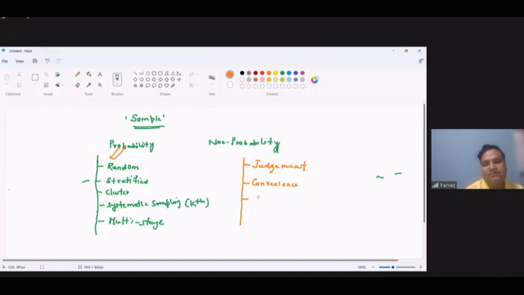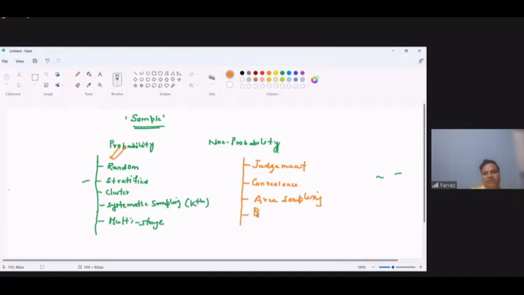Then we say area sampling is also there. Area sampling means we can divide different areas, and then based on that also we can select the sample, right? North, east, south, west, right? Or based on the area district also we can select the sample.